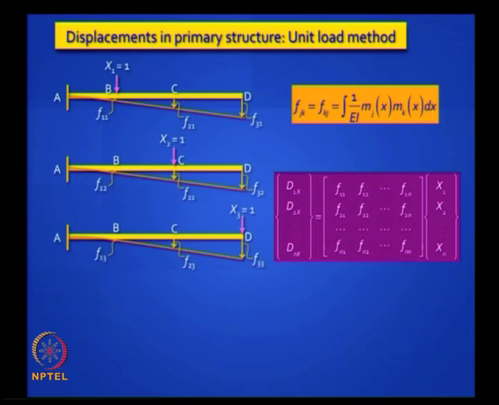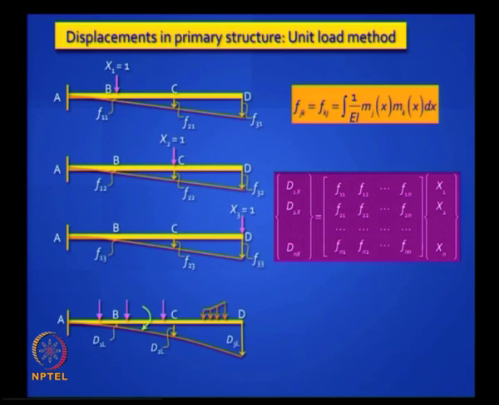So all the deflections caused by all the redundants put together can be written like this. So d1x is f11 into x1 plus f12 into x2 etc plus f1n into xn, similarly d2x and so on. So I can write that overall set of equations, and also I get the deflections caused by the load using the unit load method.